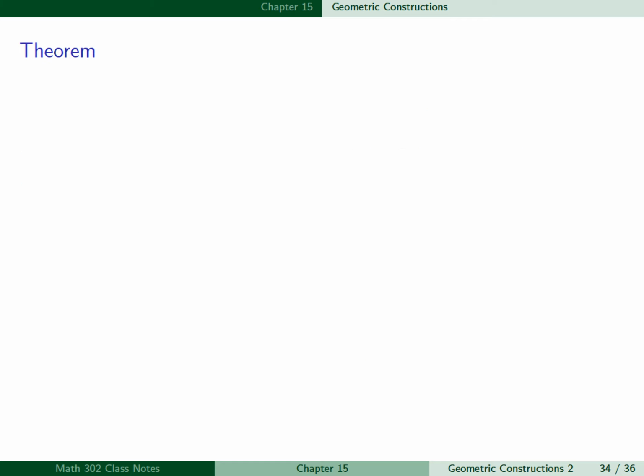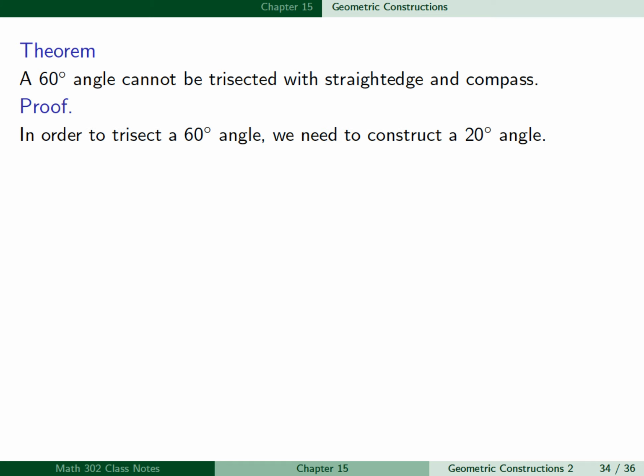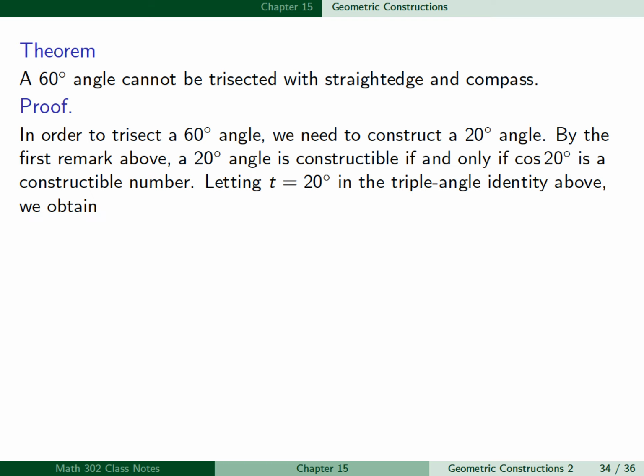So we want to use these results to prove our theorem that a 60-degree angle cannot be trisected with straight edge and compass. In order to trisect a 60-degree angle, we need to construct a 20-degree angle. And by the first remark above, a 20-degree angle is constructible if and only if cosine of 20 degrees is a constructible number. So letting t equal 20 degrees in the triple angle identity above, we obtain cosine of 60 degrees is 4 times cosine cubed of 20 degrees minus 3 times cosine of 20 degrees. And cosine of 60 degrees is just 1/2.